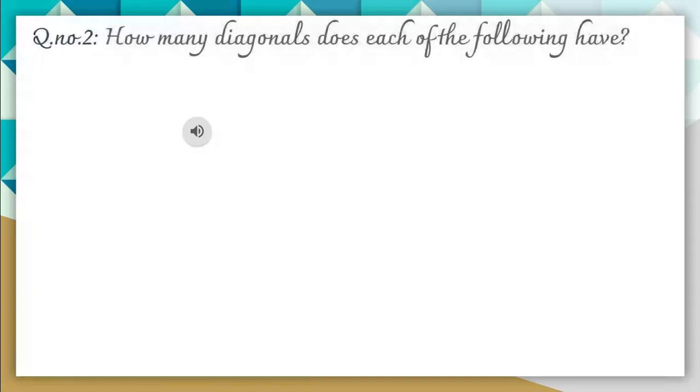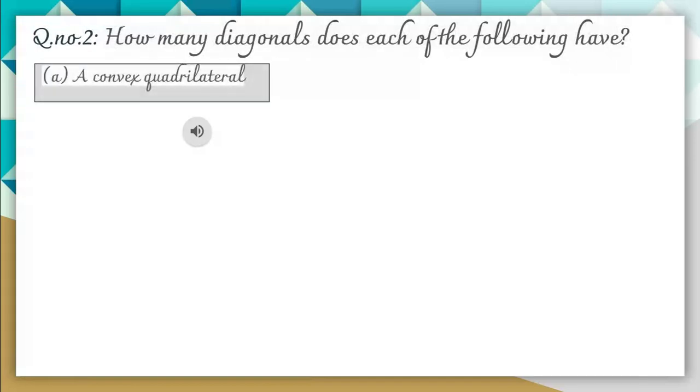Now, question number 2. How many diagonals does each of them have? First one is a convex quadrilateral. So, any convex quadrilateral, how would it look? Maybe something like a square, a rectangle, etc. Isn't it? A quadrilateral has four sides, and it's a convex quadrilateral because all its interior angles are less than 180 degrees, right?